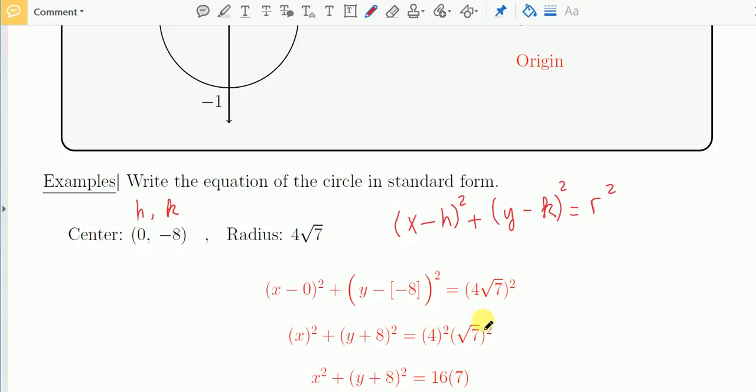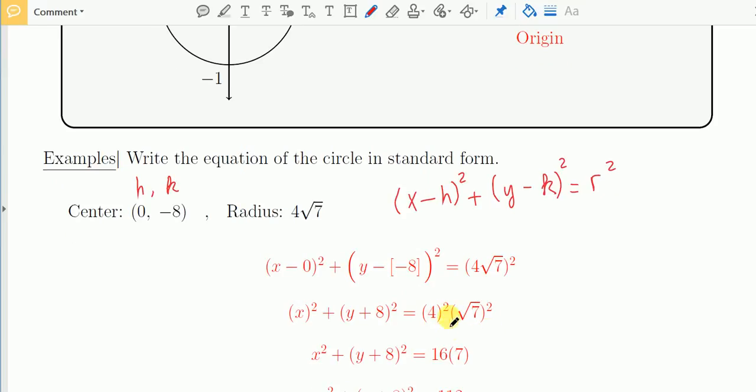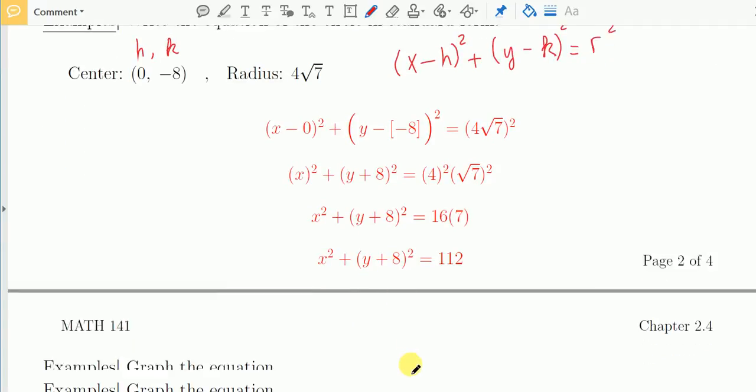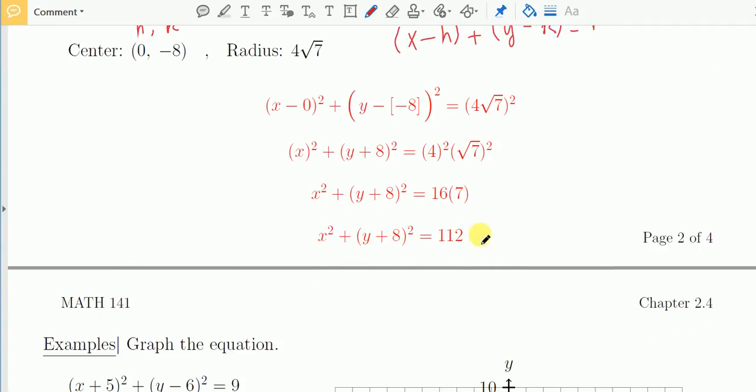This one is 4 squared, and the square root of 7 squared. 4 squared is 16, the square root squared is gone, you have 7. 16 times 7 is 112, and then rewrite the whole thing down here, and this is your equation of the circle.